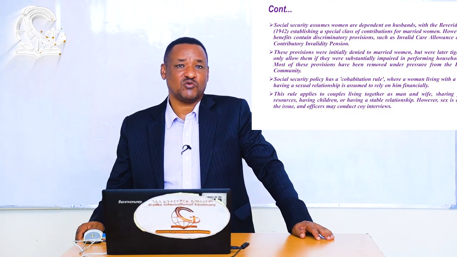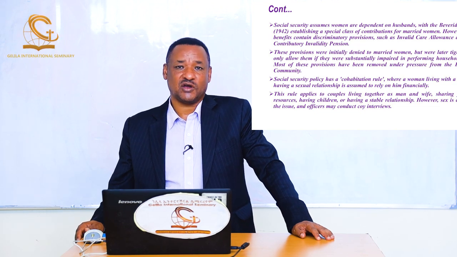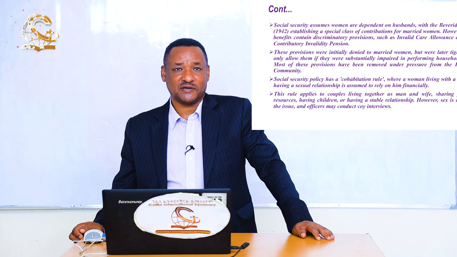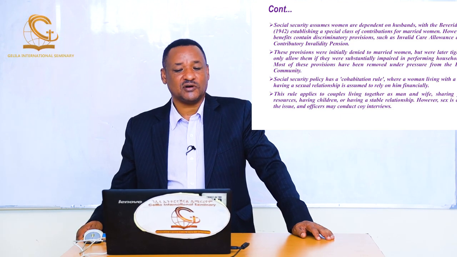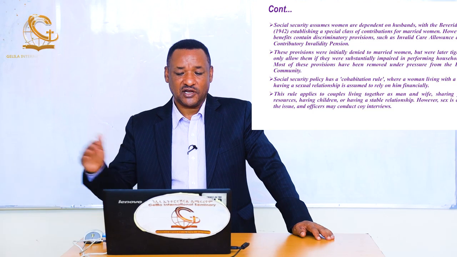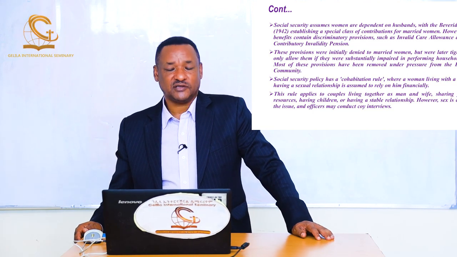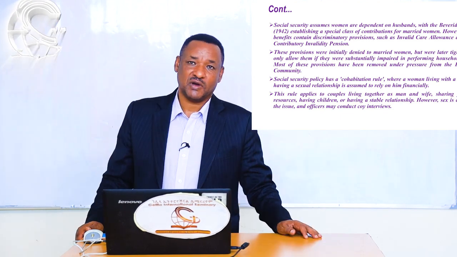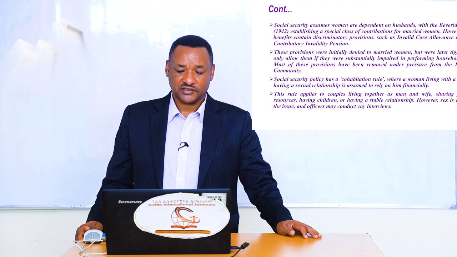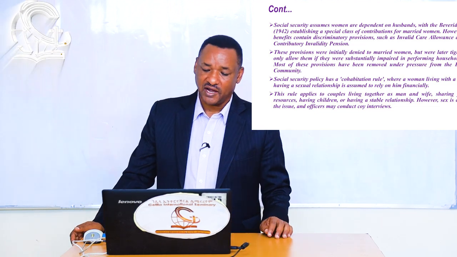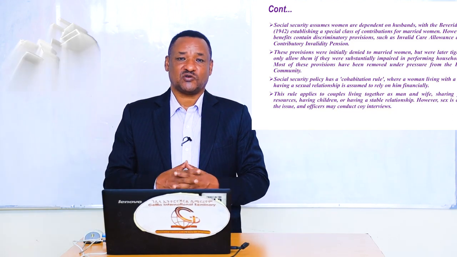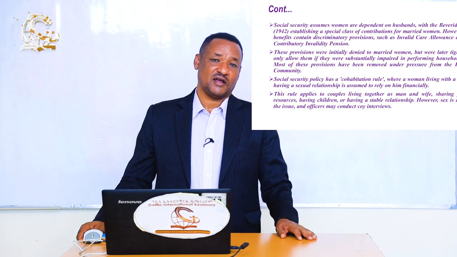So the norms cannot work as a policy when you implement it in this way. These provisions, for example the allowances, pensions, healthcare activities, and any social services related to women, are very limited, and sometimes denied, to married or unmarried women. The social security policy has a cohabitation rule, where a woman living with a man and having a sexual relation is assumed to rely on him financially. Because of that, women are considered under their husband if they have one.